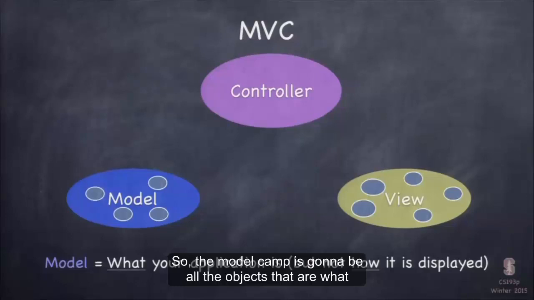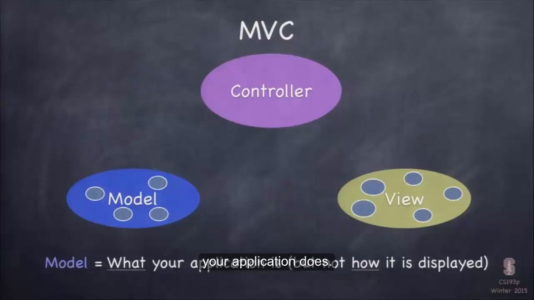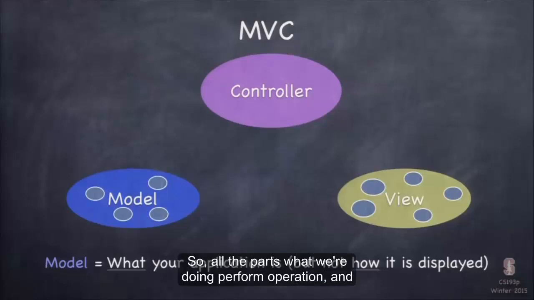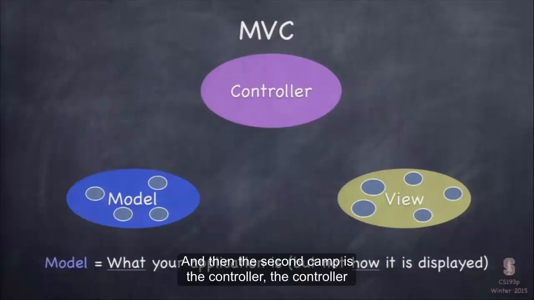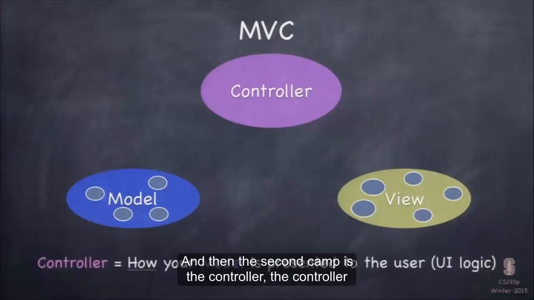The model camp is going to be all the objects that are what your application does. So for our calculator, it calculates. That's what it does. All the parts where we're doing perform operation and all that stuff, that's all calculator stuff. That should be in a calculator object somewhere else. It shouldn't be in our controller. And then the second camp is the controller. The controller controls how the model is presented on screen.